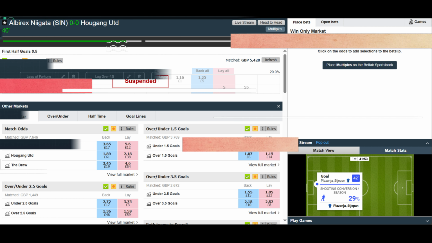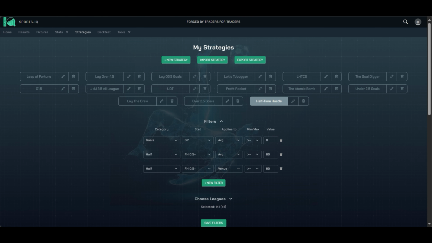And that is the halftime hustle. See, I told you it was very simple. So with the right filters, a keen eye on the draw odds, and disciplined entry timing, you're setting yourself up for consistent data-backed profits within the first half.